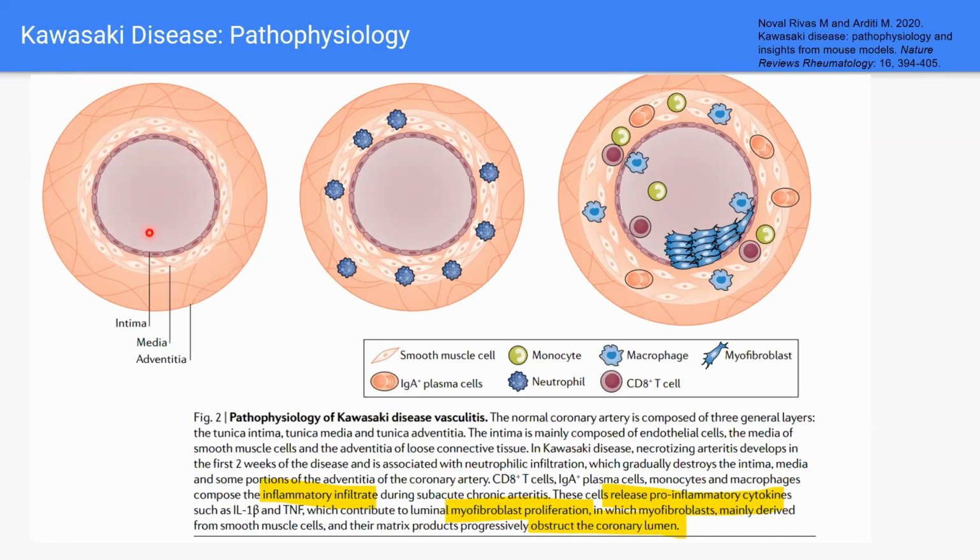So usually what happens with Kawasaki disease is early on, you will get this destruction and infiltration of inflammatory cells within this intima and media area.